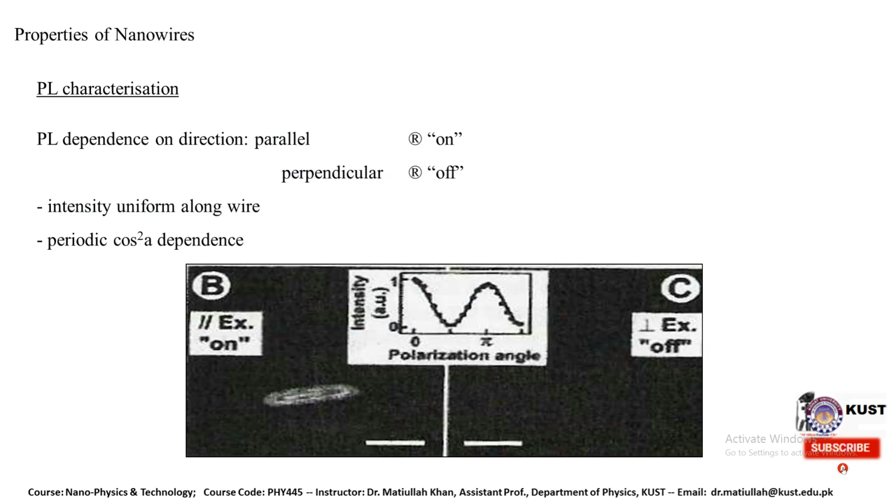So the properties of nanowires: why is it so important to us that we want to have such an interesting morphology, that is the nanowire? It has various interesting properties, including optical property, catalytic property, and some other properties as well. So we have PL characterization of some property. PL depends on our direction, so we have perpendicular and parallel for it. It has uniform intensity along the wires. I mean, for a particular wire the intensity is uniform, and it depends upon the angle of that.